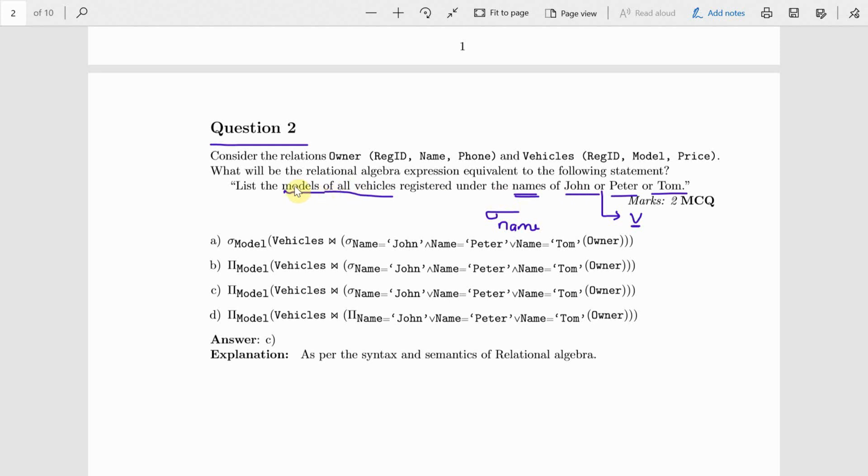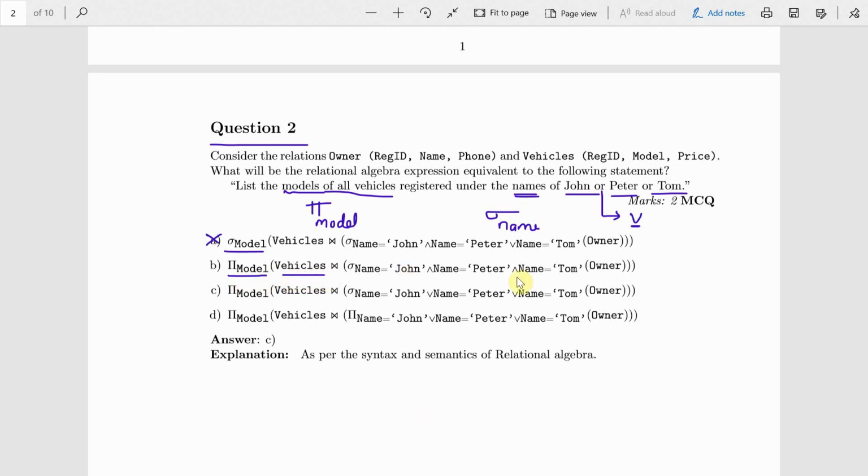And what is to be projected? List the models of all vehicles. Column name model we want in the output, that is specified by using pi. This one we will verify in this. Now look at option A, sigma model is used. For outputting the column we should use pi, not sigma. Option A is incorrect.